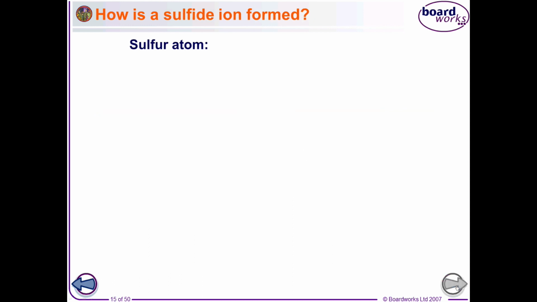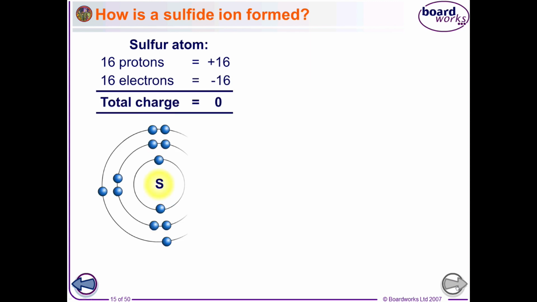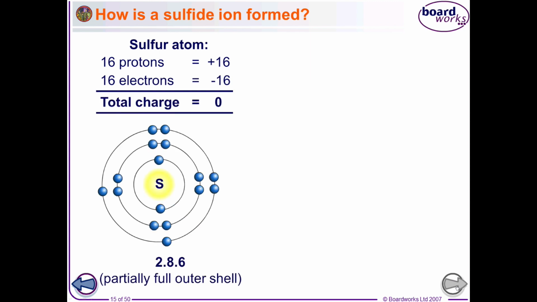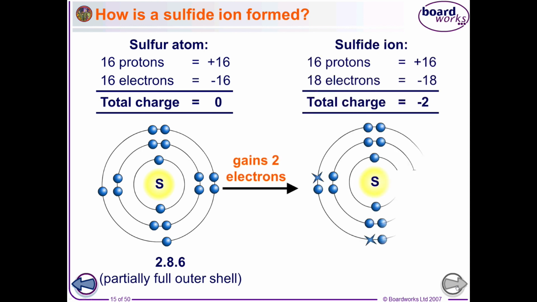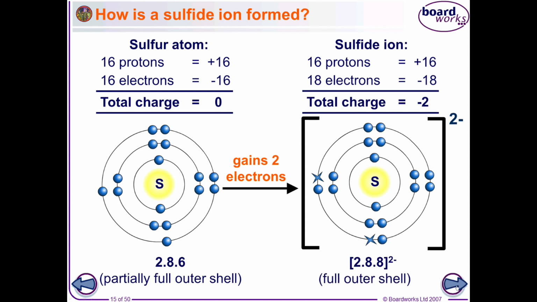Now if we move to sulfur, as you can probably guess if you look at this one, configuration 2,8,6, it's going to want to gain 2, and it does that, and it gains 2 to become a sulfide ion. Charge is now -2 because it's gained 2 electrons.